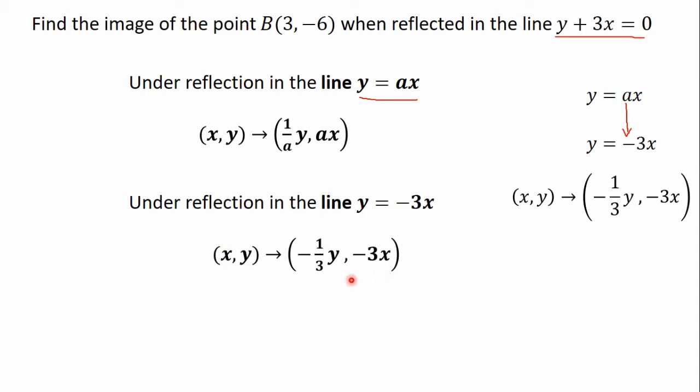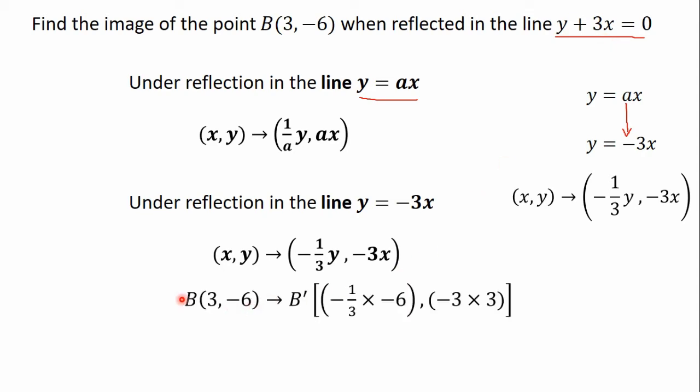We can now use this rule to find the image of the point B with coordinates (3, -6) when it is reflected in the line y plus 3x is equal to 0. So when the point B with coordinates (3, -6) is reflected in the line y plus 3x equal to 0, the image of B, which will give us B prime, will be minus 1 divided by 3 times y. The y here is the y coordinate of the point. The y coordinate of the point is minus 6. So we have minus 1 divided by 3 times minus 6, and that will give us the x coordinate of the image. The y coordinate of the image is minus 3x.